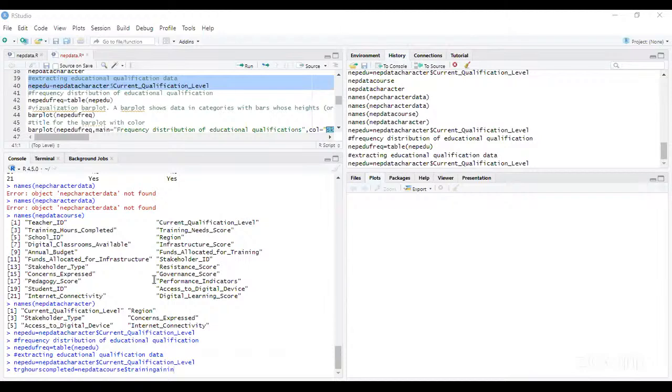Please share your screen. Yeah. Oh. And the screen is very small.